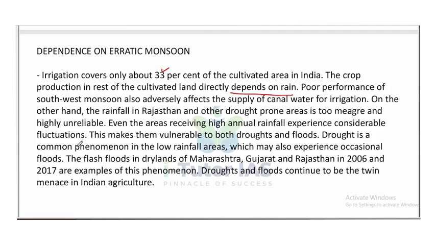Drought is a common phenomenon in the low rainfall areas, which may also experience occasional floods. The flash floods in the drylands of Maharashtra, Gujarat, and Rajasthan in 2006 and 2017 are examples of the phenomenon. Droughts continue to be the twin menace in Indian agriculture.